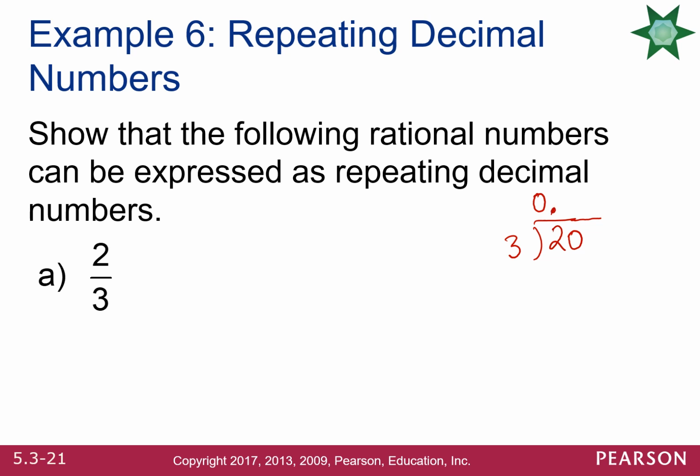All right, so 3 times 6 is 18. That's the closest we can get to 20 without going over. So 6, and then we write the 18, and then subtract. We end up with the 2 again as the remainder. And then now I can put another 0 and continue with the division process. Again, 6 threes are 18 minus 2, 0.